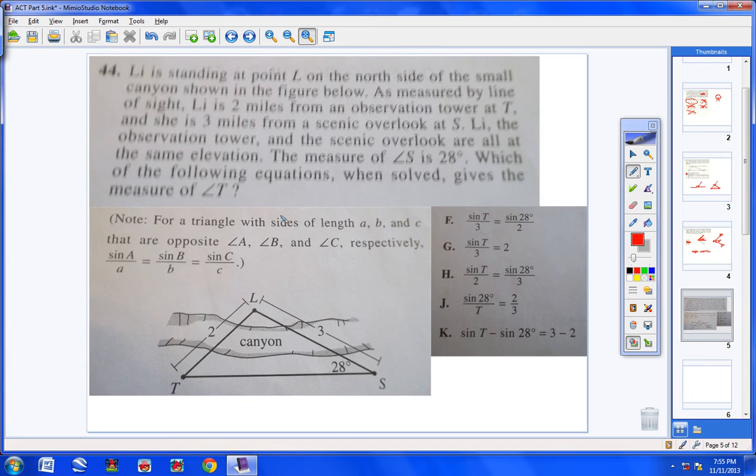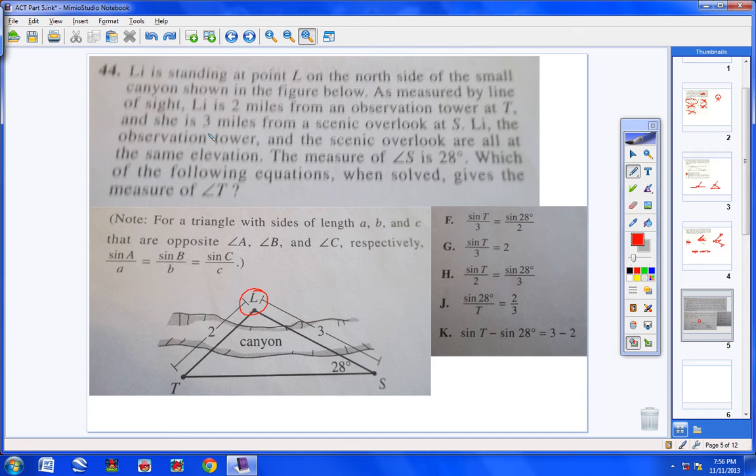Okay, the problem reads, Lee is standing at point L, so here's point L, on the north side of the small canyon in the figure below. As measured by line of sight, Lee is 2 miles from T, and that's drawn for us right here. And she is 3 miles from the scenic overlook S, and that's drawn for us also right here. So 2 miles from T, 3 miles from S. Okay, so here's your 2 and here's your 3.